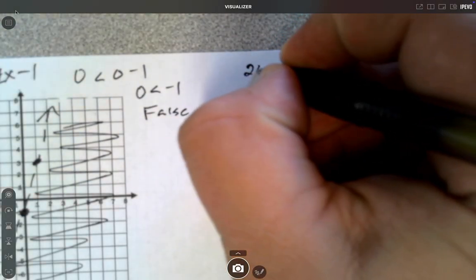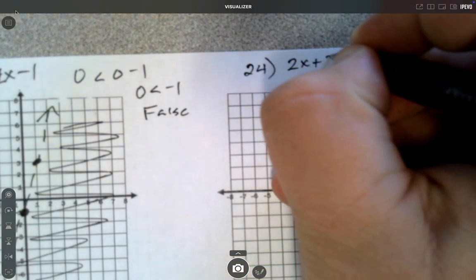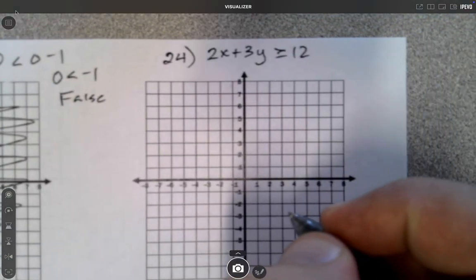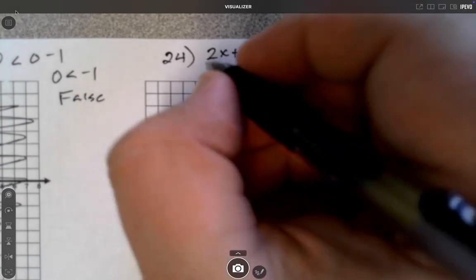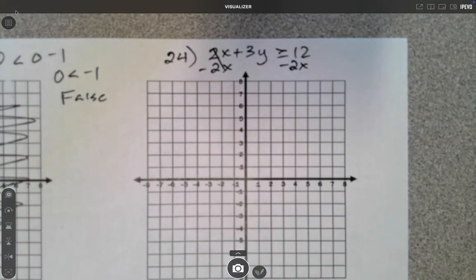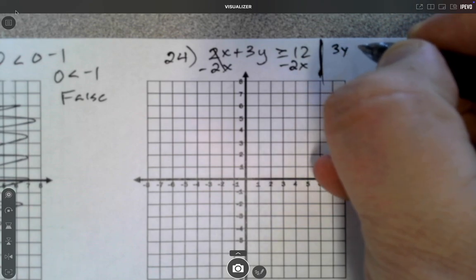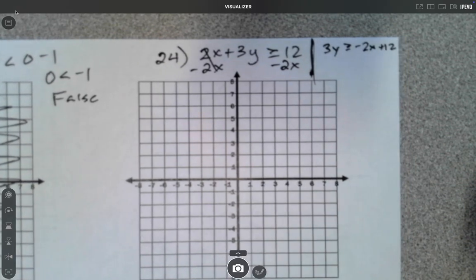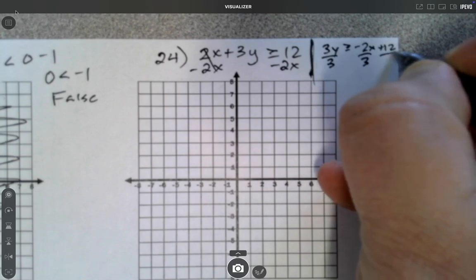Last one, 24. 2x plus 3y is greater than or equal to 12. Okay, we need to make sure this is in slope-intercept form. It is not, so I need to rearrange the equation so it is. So I'll start by subtracting 2x from both sides. So that gives me 3y greater than or equal to -2x plus 12. Then to get y all the way by itself, we need to divide everything by 3.